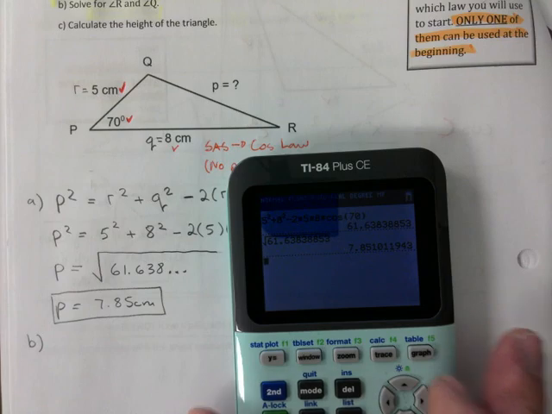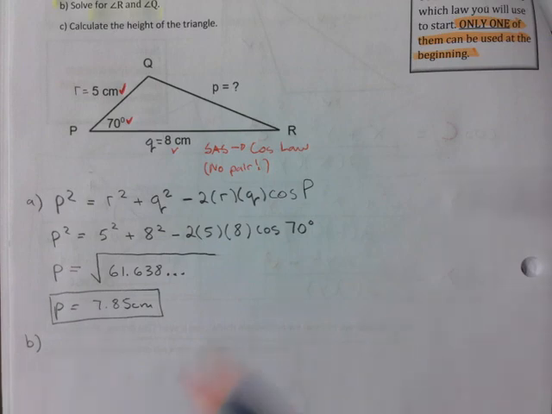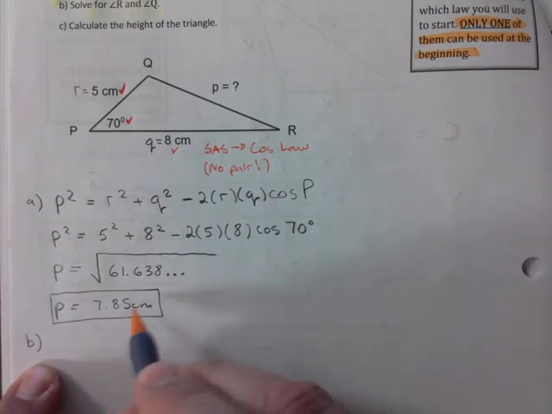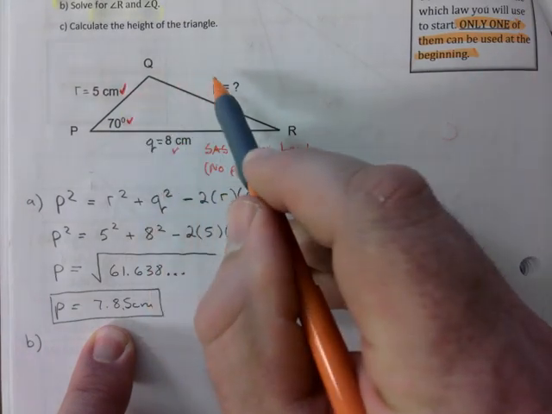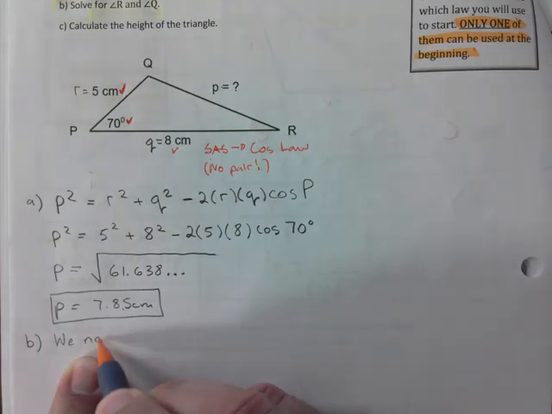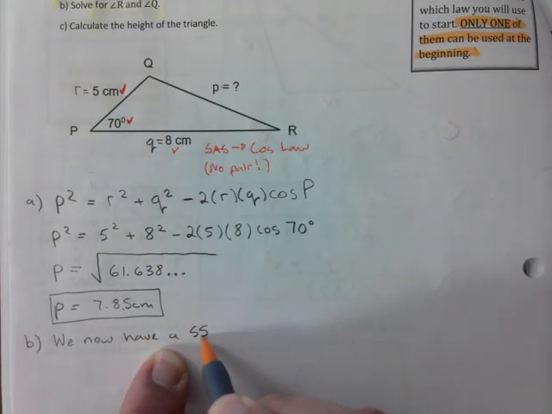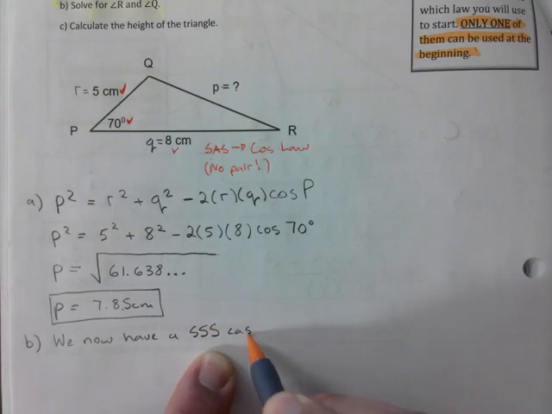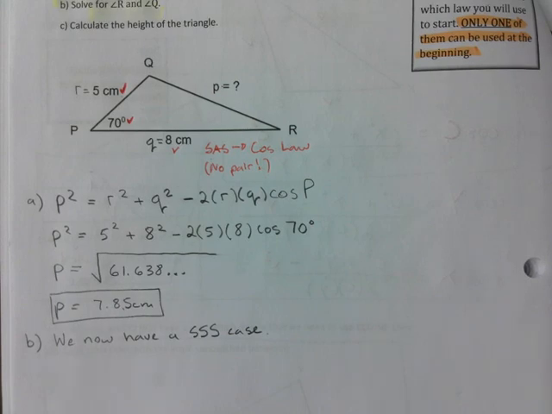We're good? Okay, I'm biased today. I'm into cosine law mode today. Okay, so watch this. If we solve for this side, we now have side, side, side, correct? We now have a side, side, side case. But do we also have a pair? Could we use sine law?